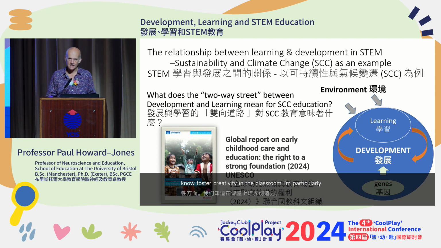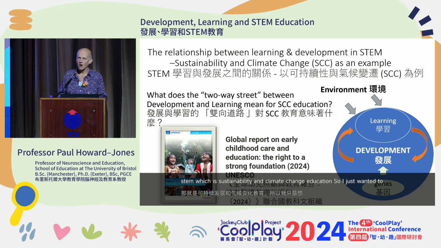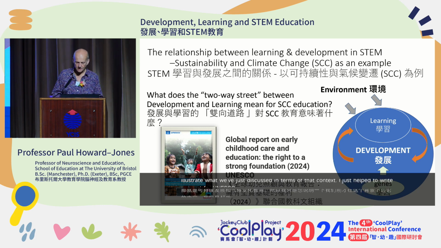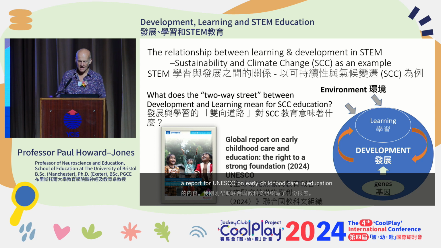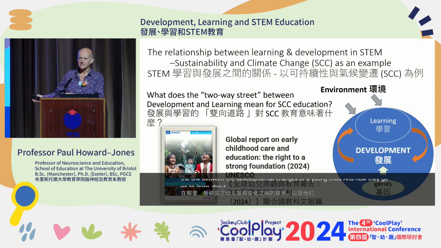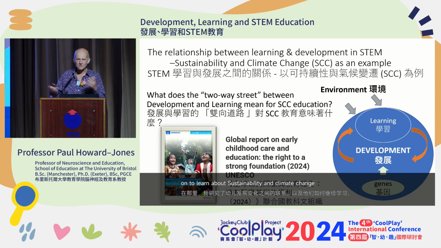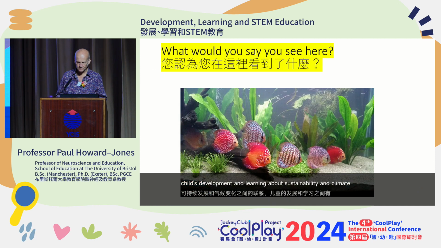I'm particularly interested in one area of STEM, which is sustainability and climate change education. So I just wanted to illustrate what we've just discussed in terms of that context. I've just helped to write a report for UNESCO on early childhood care and education. And in there, I looked at the link between the developmental changes of a young child and how they go on to learn about sustainability and climate change. What's the link between a child's development and learning about sustainability and climate change?